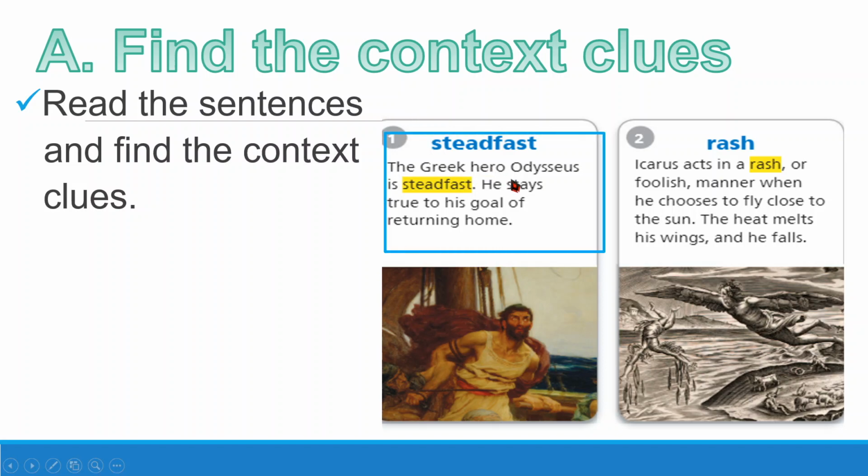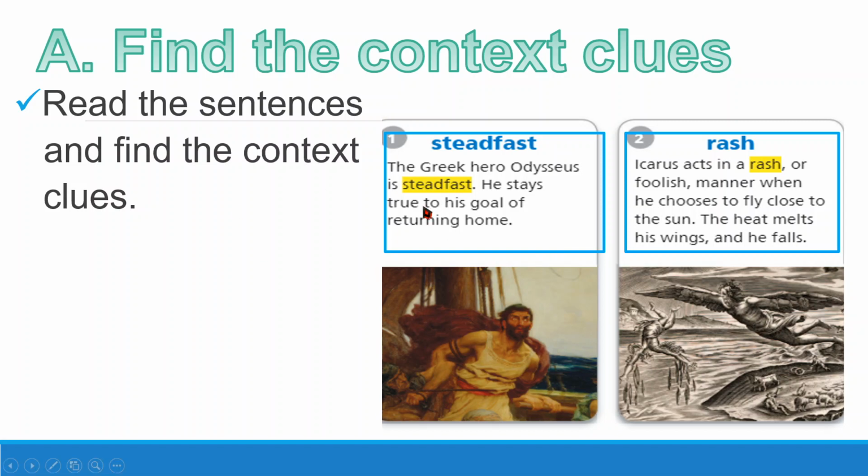For example, steadfast and rash. Number 1: the Greek hero Odysseus is steadfast. He stays true to his goal of returning home. Which of the following phrases or words will give us the meaning of the word steadfast? Number 2, rash: Icarus acts in a rash or foolish manner when he chooses to fly close to the sun. The heat melts his wings and he falls. Which phrases here will give us the meaning of the word rash? I want you to pause this video and answer those questions.